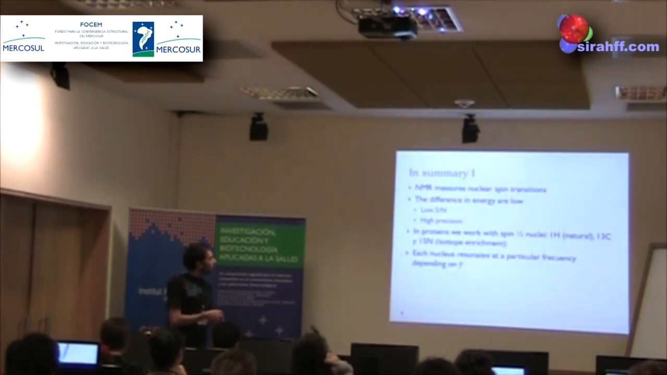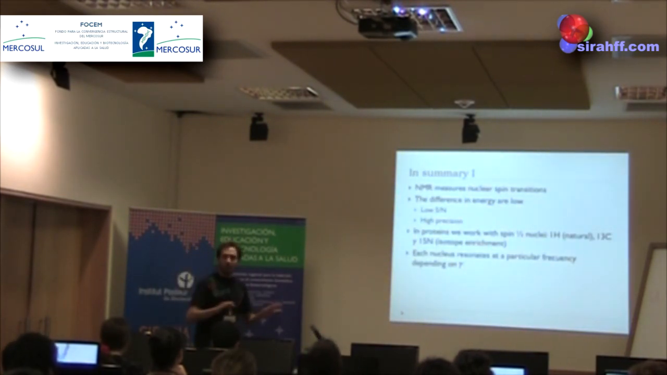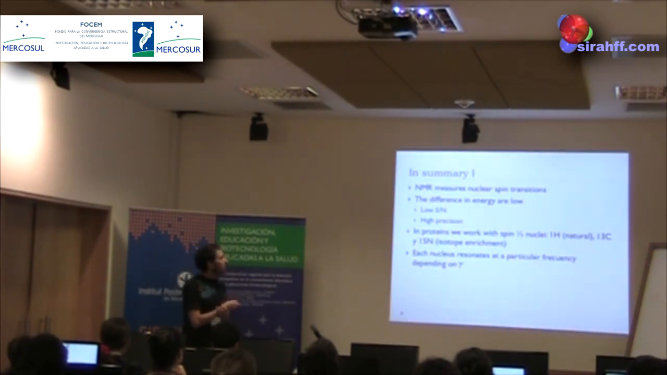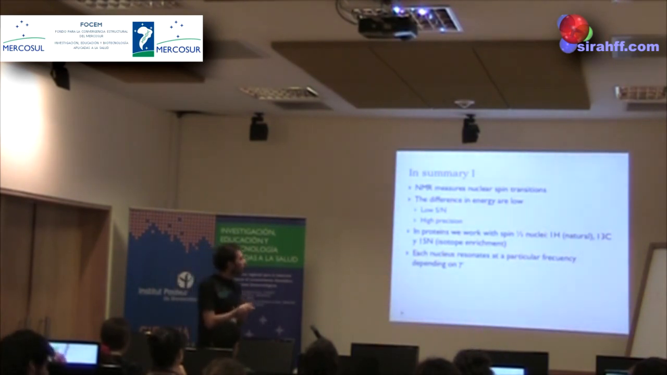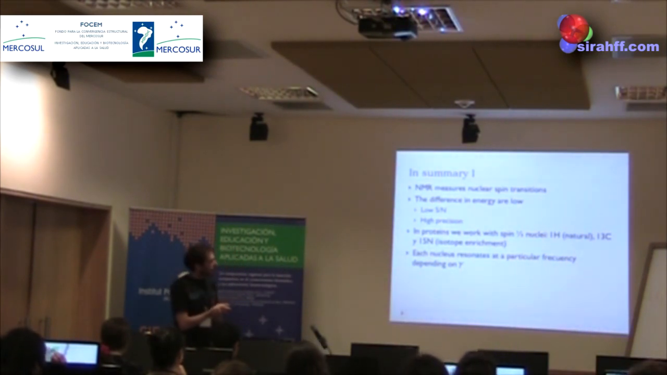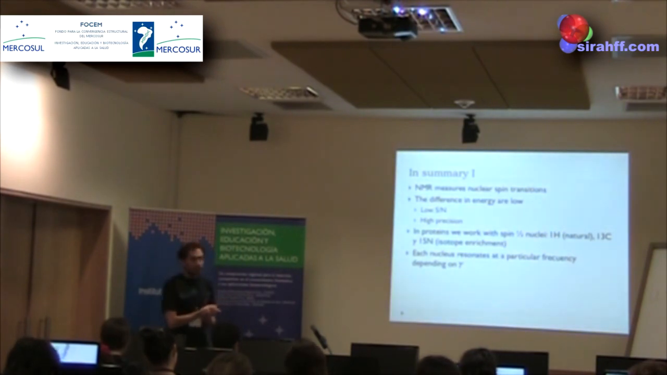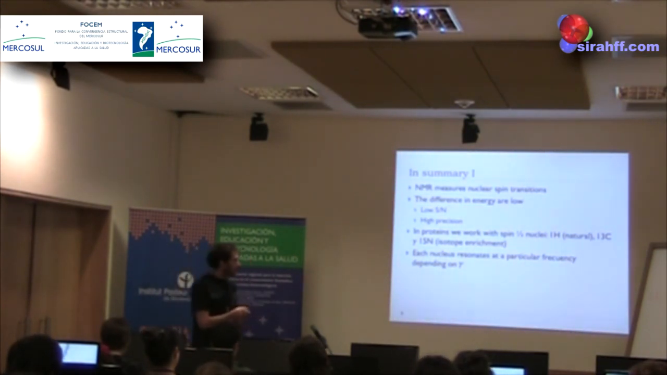Okay, so this is what I want you to know about the physics of NMR. We measure spin transitions, the differences in energy are low, which means we have low signal to noise, but we can measure with high precision. And in proteins, we work with spin-1/2 nuclei: proton, which is naturally abundant, and carbon and nitrogen, which need isotope enrichment. And each of them resonates at a particular frequency, depending on the gyromagnetic ratio.